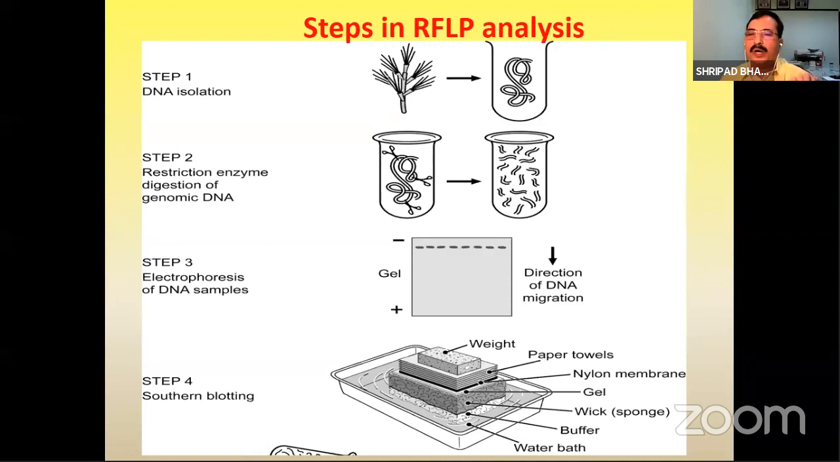It will absorb water from the gel. So to compensate that loss, that gel will get the water from the bottom, from the buffer. Now, then it will move to the upper side. In between, when those DNA will move from the gel, so that they do not get lost, we use a nylon membrane there. That nylon membrane will catch all those DNA escaping from the gel.